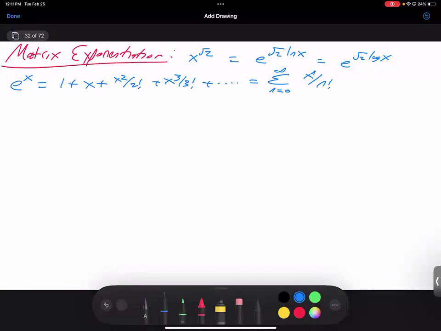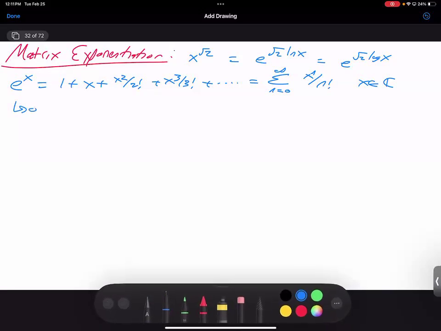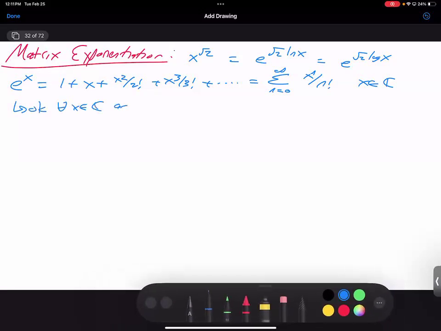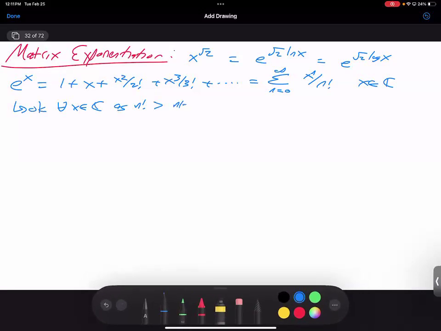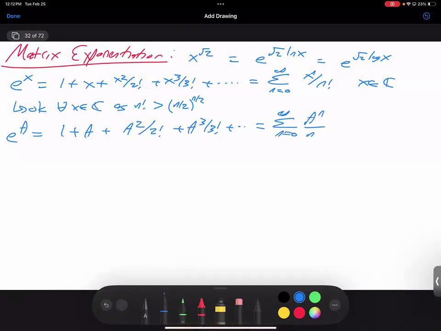And for what x was this true? So complex. As long as x was complex, it's true, because n factorial grows so rapidly, it's going to converge. So we're okay for all x in C, as n factorial is greater than n halves to the n halves. So instead of using the letter x, let's use the letter A. Can I do that? Am I allowed to use the letter A? As long as it's complex.